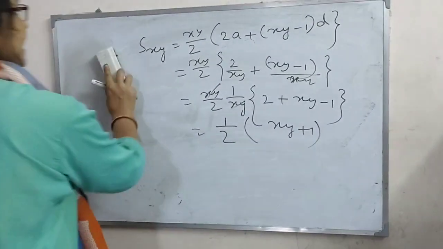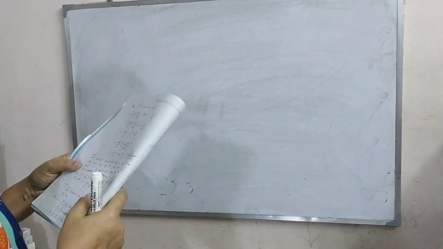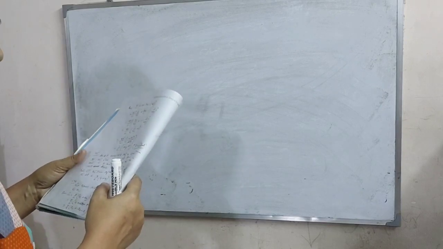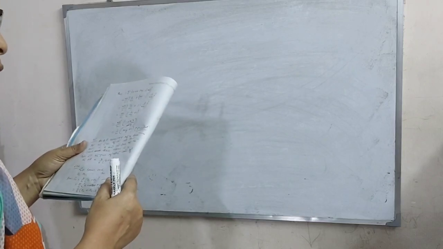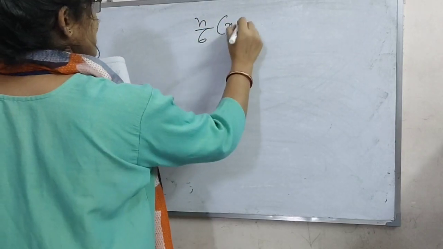Okay. Next sum is: if an AP consists of n terms, the sum of its first 3 terms is x and the sum of the last 3 terms is y, then prove that the sum of all terms of the AP is n by 6 into x plus y.